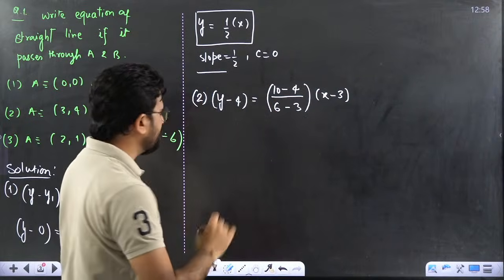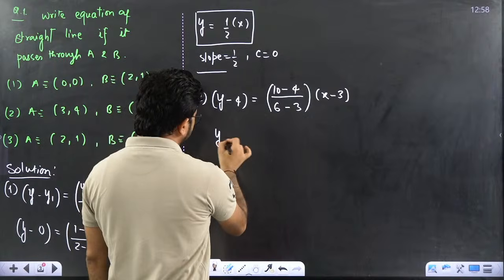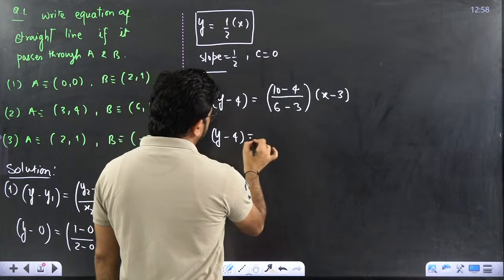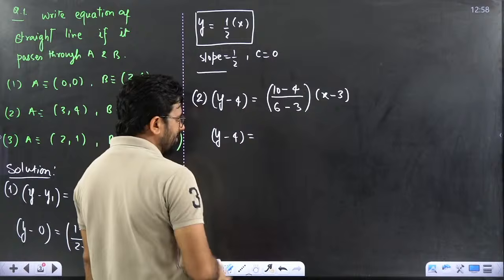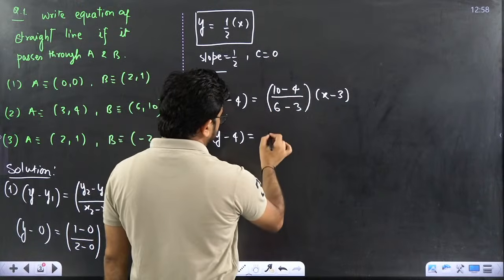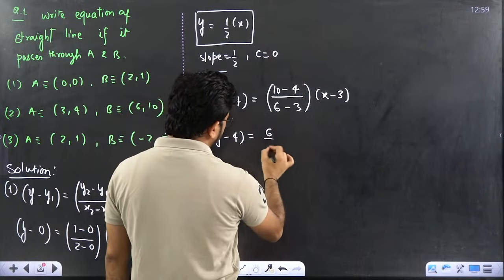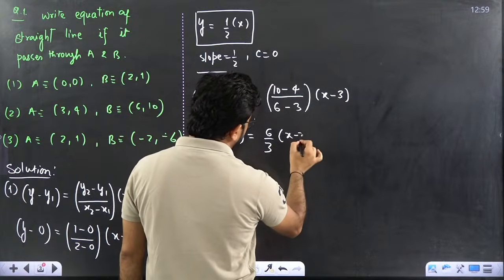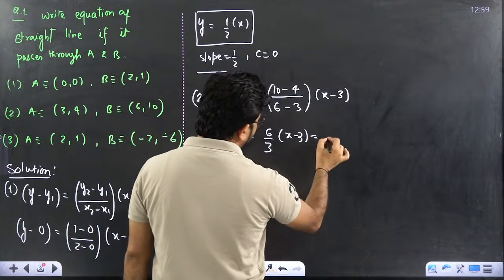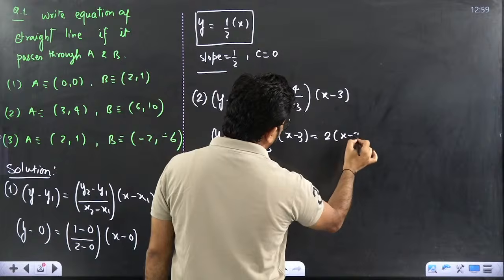Very simple, you can put it. What does this become? y minus y1. y minus y1 means y minus 4. This is 6 by 3, you can write like this. And this is x minus 3. Or you can write in the next line 2 into x minus 3.